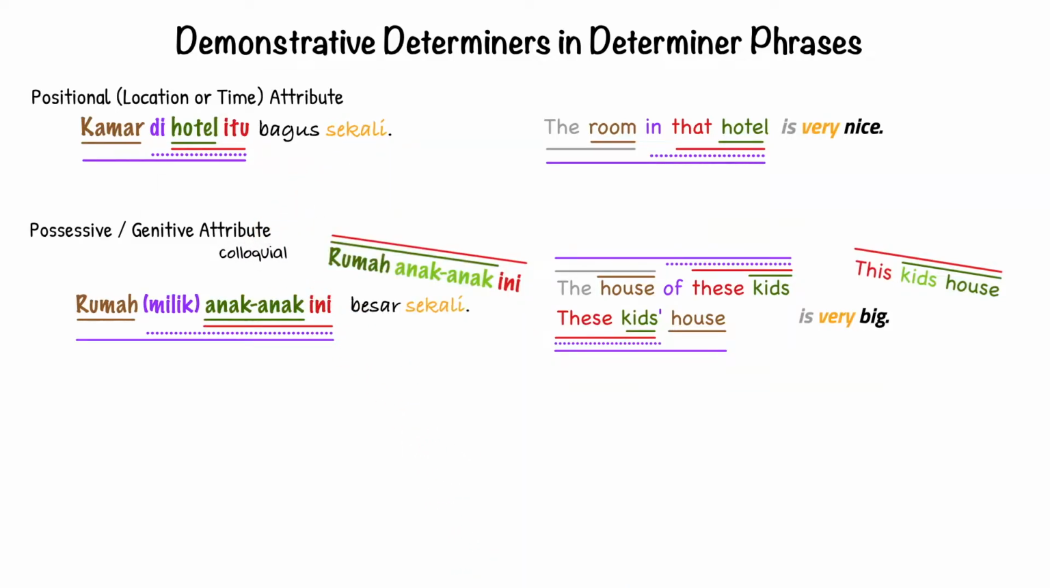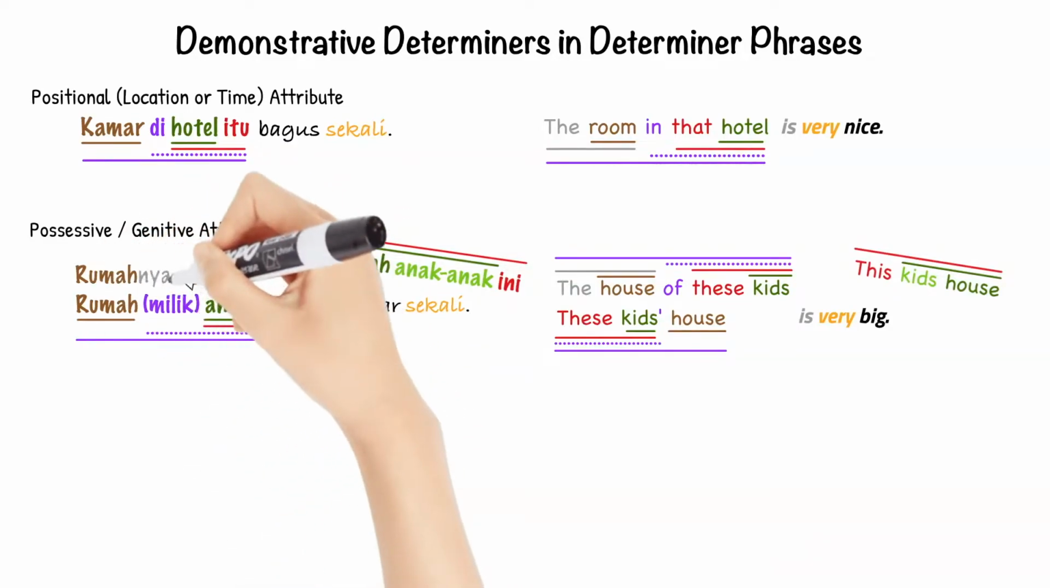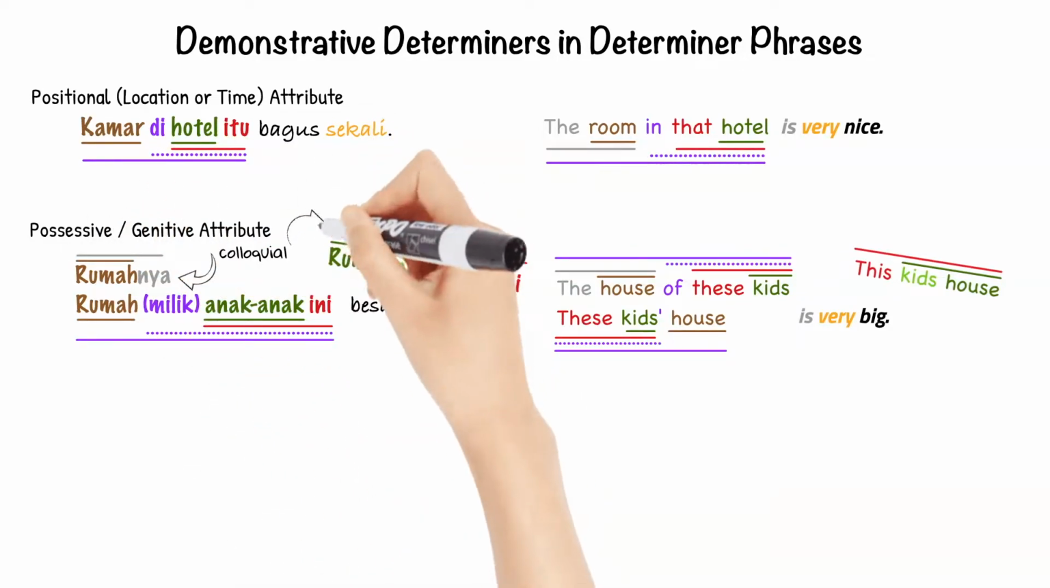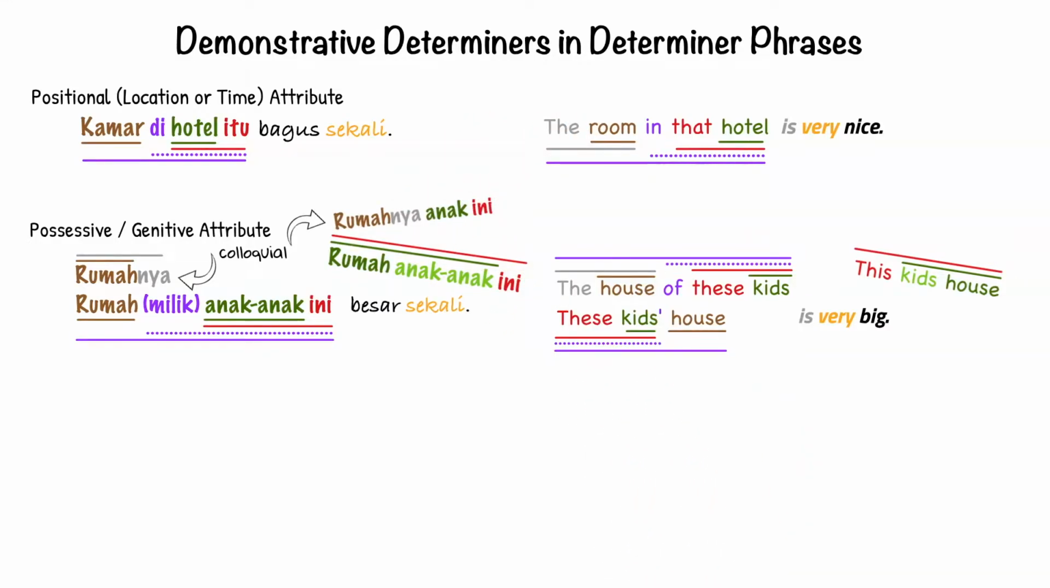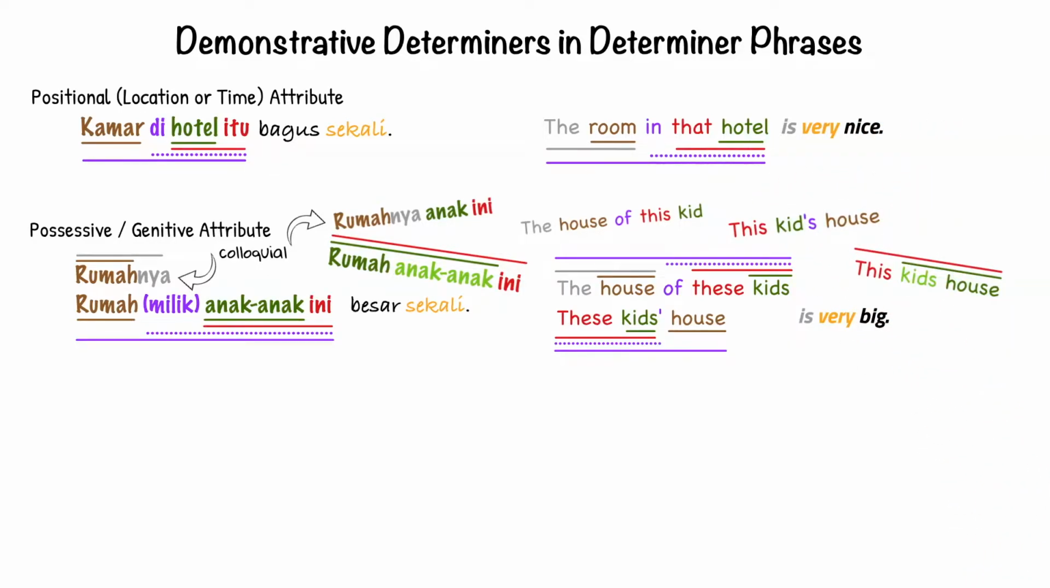In colloquial speech, we also often put the definite article nya, becoming rumahnya. For example, rumahnya anak ini means the house of this kid or this kid's house. In this case, it is already clear that anak ini is a possessive attribute since the noun has already been marked or separated with the definite article nya. In this case, the word milik is no longer necessary.